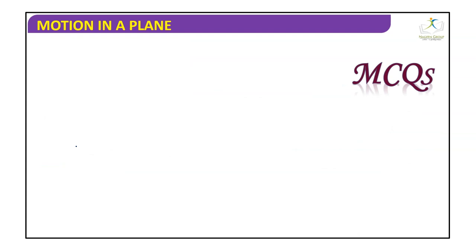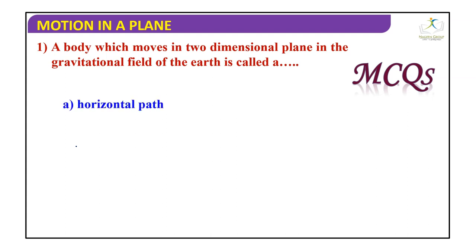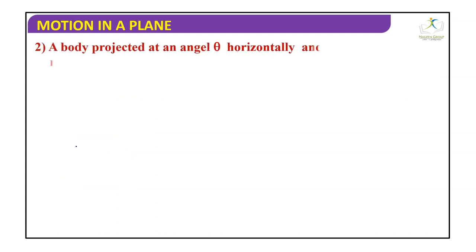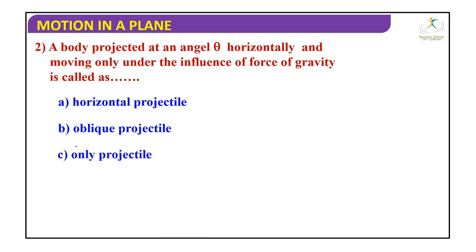Now let us move to some multiple choice questions. A body which moves in a two-dimensional plane in the gravitational field of the earth is called a horizontal path, vertical path, hyperbola, or a projectile. So students, the correct answer for this question is a projectile. Next, a body projected at an angle theta and moving only under the influence of the force of gravity is called horizontal projectile, oblique projectile, only projectile, or both A and C. The correct answer for this question is oblique projectile.